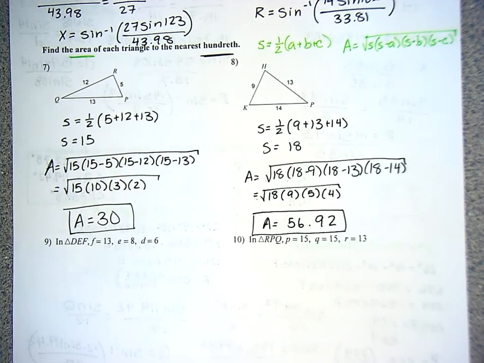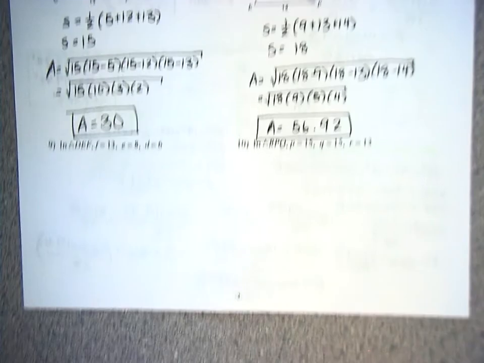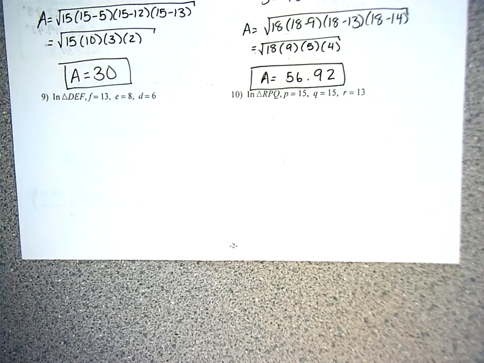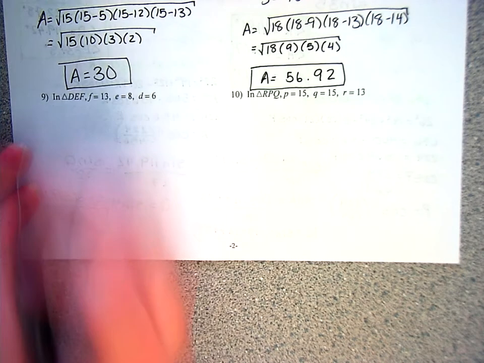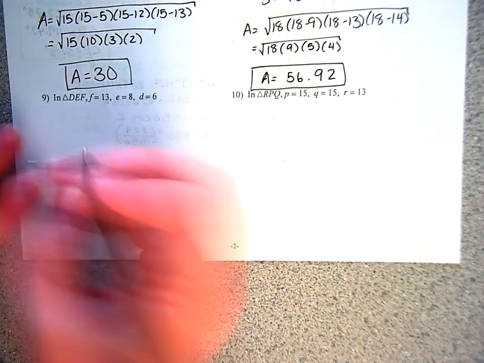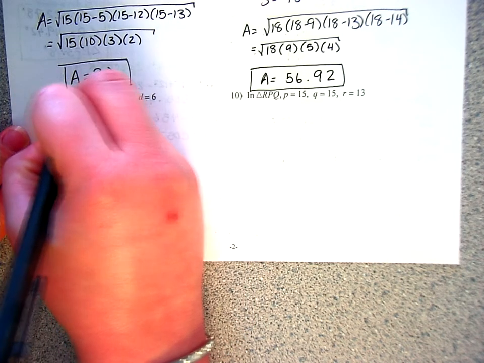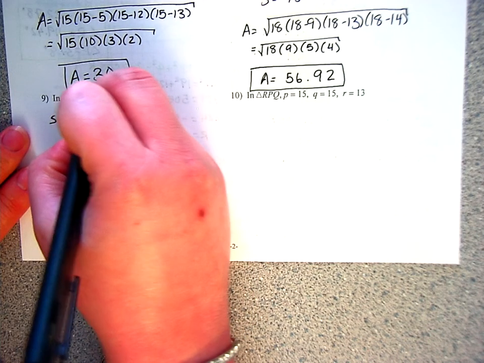On 9 and 10, we're doing the same thing, but now we don't have a diagram. We don't need a diagram. We have our three sides, so we're doing the same thing. We just don't have the picture. You can draw the picture if you want, but you do not have to. So our semi-perimeter is 1/2 times 13 plus 8 plus 6. When I plug that into the calculator, I get 13.5.